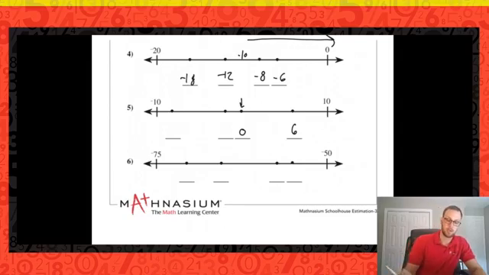And then moving the other direction, what do we think in there? Yeah, very good. Negative 2 and negative 8. Nice job. Last one here between negative 75 and negative 50. What's halfway between negative 50 and negative 75? Approximately.